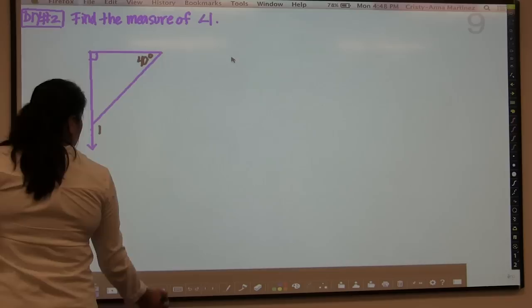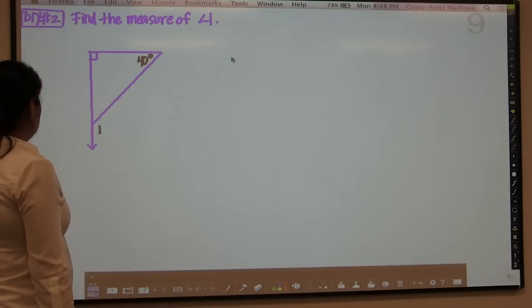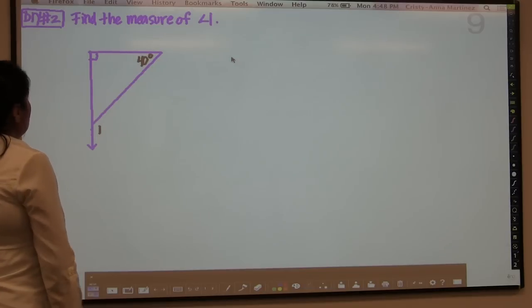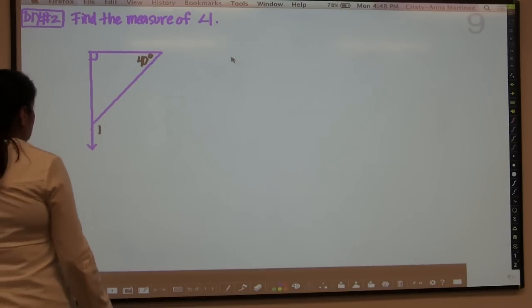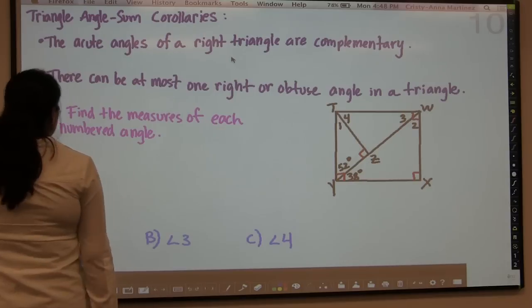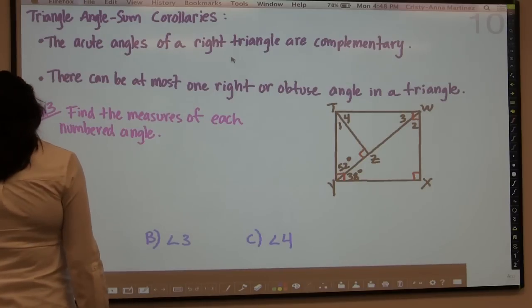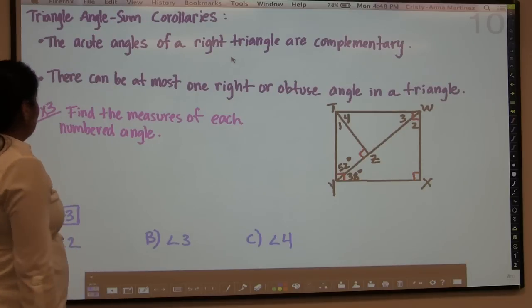And so now we would like for you to do this example, do it yourself, number 2. It says find the measure of angle 1, which is right here. It's an exterior angle. So then we go to our last concept for the day, and that is the triangle angle sum corollaries.